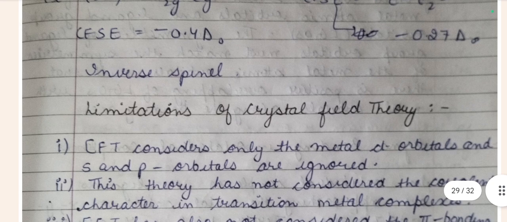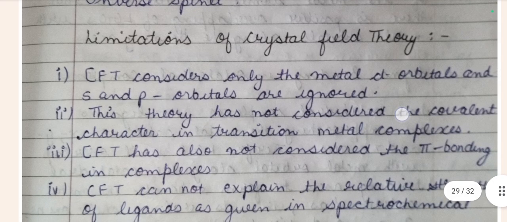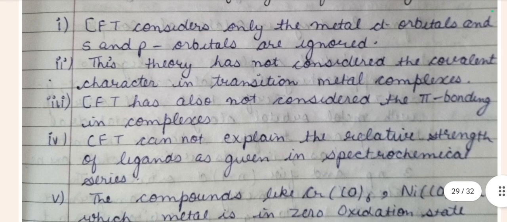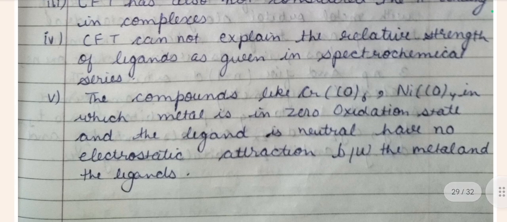Limitations of the crystal field theory. The CFT considers only the metal d orbitals, and the s and p orbitals are ignored. This theory has not considered the covalent character in transition metal complexes, and the CFT has also not considered pi bonding in the complexes. The CFT cannot explain the relative strength of the ligands as given in the spectrochemical series. Compounds like Cr(CO)6 and Ni(CO)4, in which the metal is in zero oxidation state and the ligand is neutral, have no electrostatic attraction between the metal and the ligand.